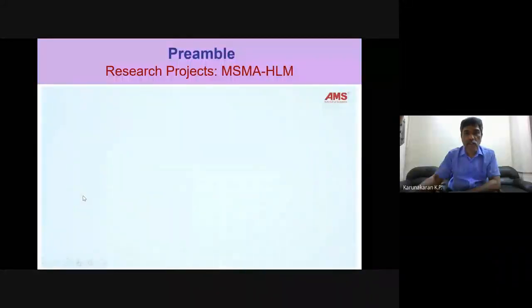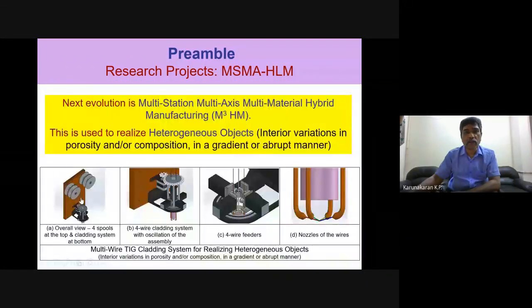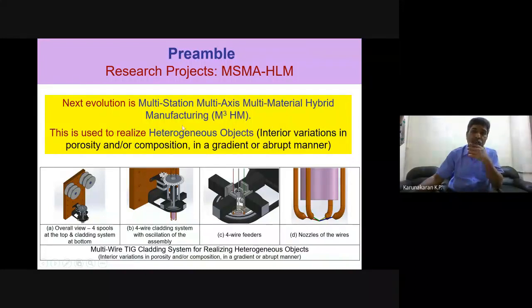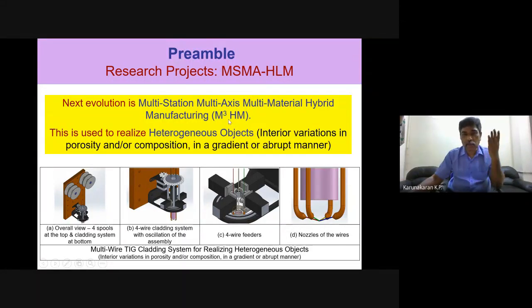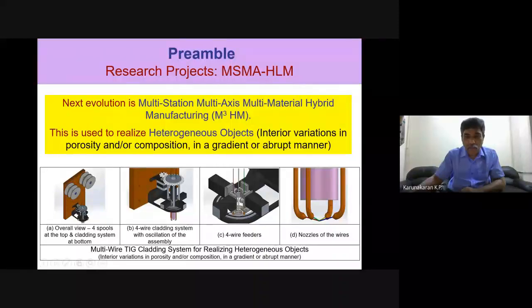So with this, I'll conclude the MSMA part of it, which is our flagship project running for about 24 years and feeding all our expenses. Now you see we have evolved it to the next level. We now call it M cube HM, or you can say MXHM in the next versions. Here, in one of the tool posts, we are adding a TIG cladding system with 4 wires coming from all 4 sides.